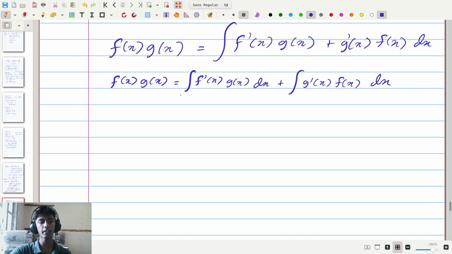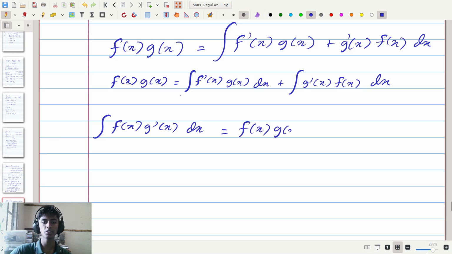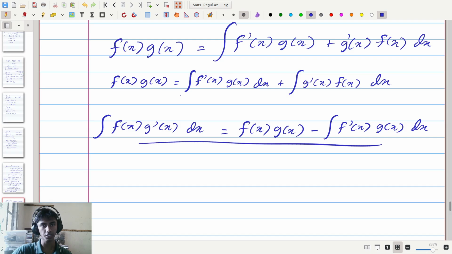Doing so, we can get something of the form: the integral of f(x) g'(x) with respect to x is equal to f(x) g(x) minus the other integral, which is the integral of f'(x) g(x) with respect to x. You can see for the first part we have f on its own and g prime. On the second integral we have f prime and g on its own. So then we have this expression here.